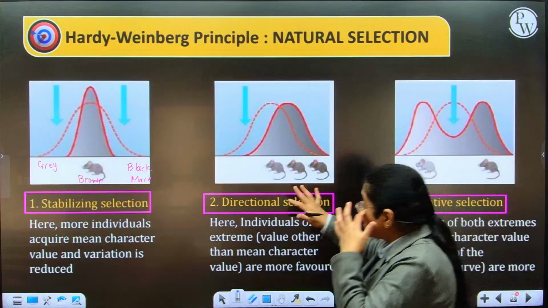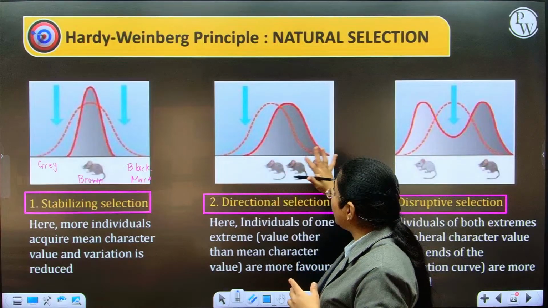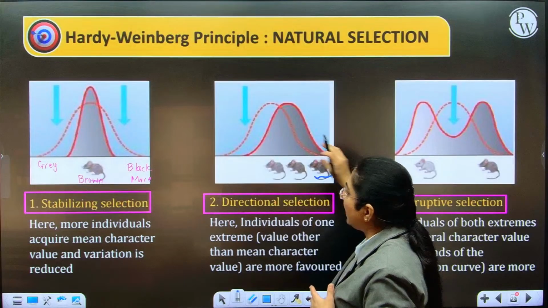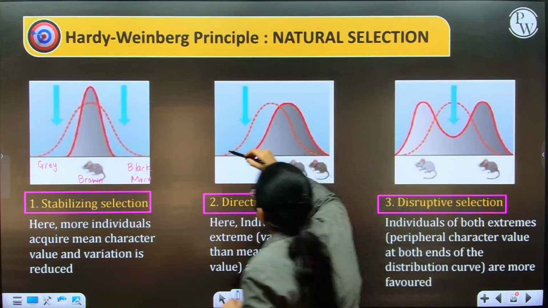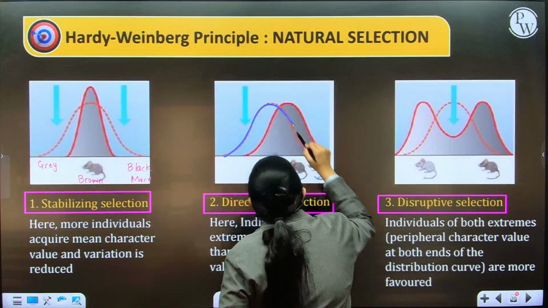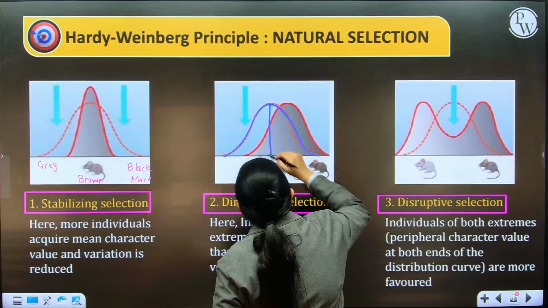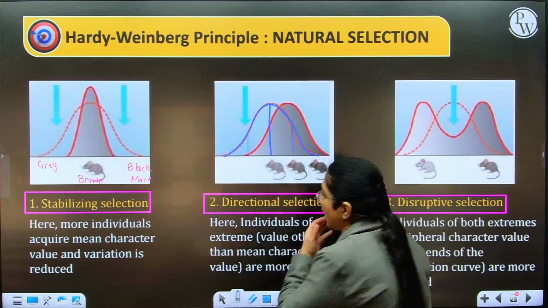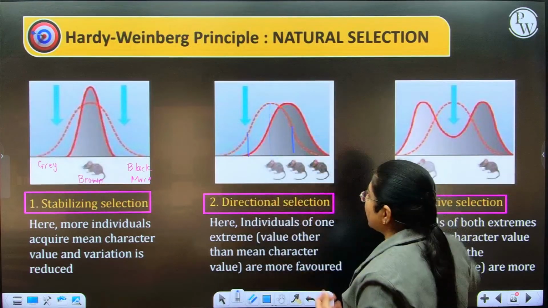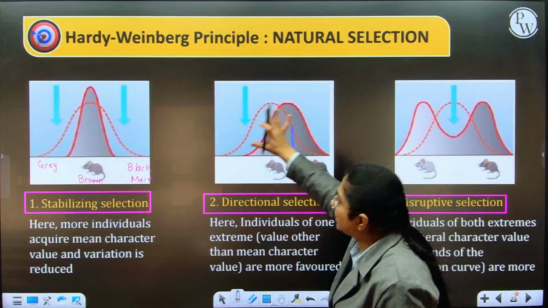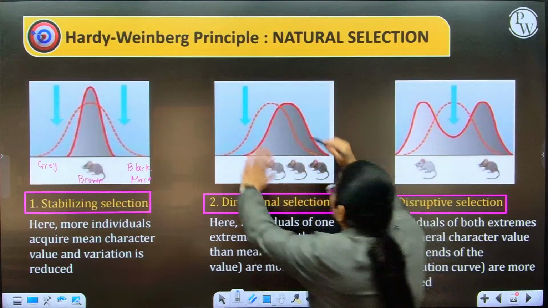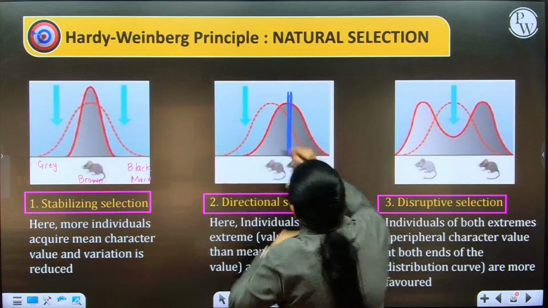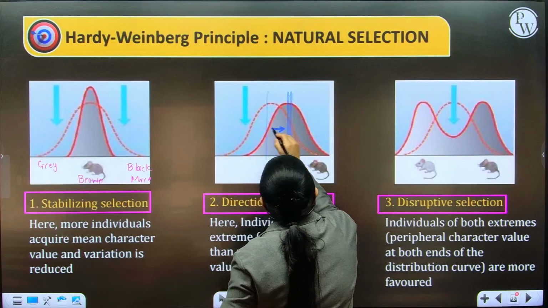Coming to the next. Say for example, in this condition, it was the black mice which were selected more as compared to the grey and the brown. So earlier, this was the peak, and here we had the average, here we had the grey, we had the black. As the black mice were selected more as compared to the grey and the brown, the peak which was there now shifts to one direction. So you see the peak has now shifted to the right.